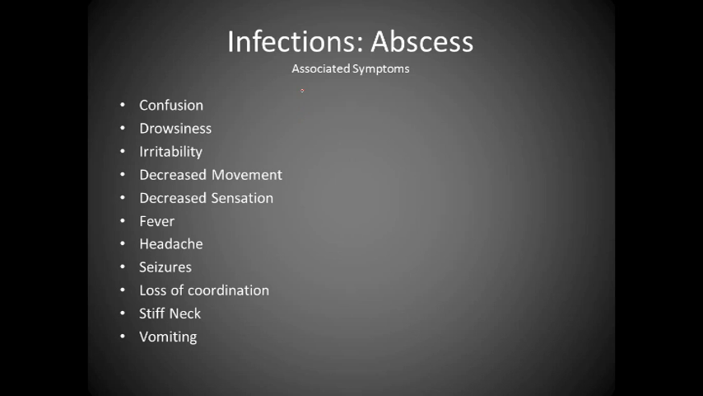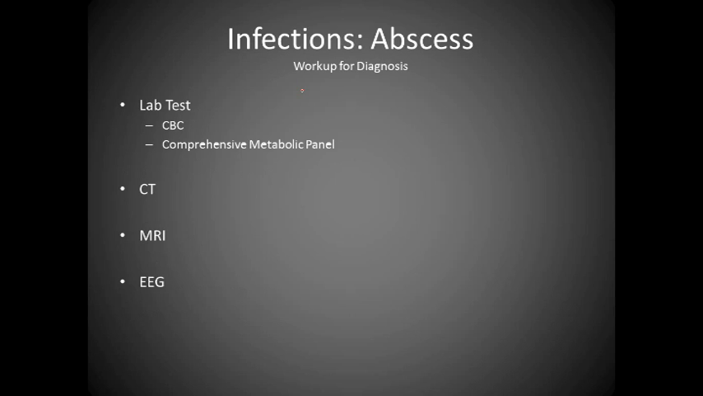And so as you'll see, it all kind of stems from abnormalities in the brain. Decreased movement, decreased sensation, headache, seizures, things like this are all just kind of symptoms that point to the brain. So the workup for diagnosis is quite simple. Lab tests such as CBC and comprehensive metabolic panel. We should also say CRP, C-reactive protein, to see if there's inflammation in the body.